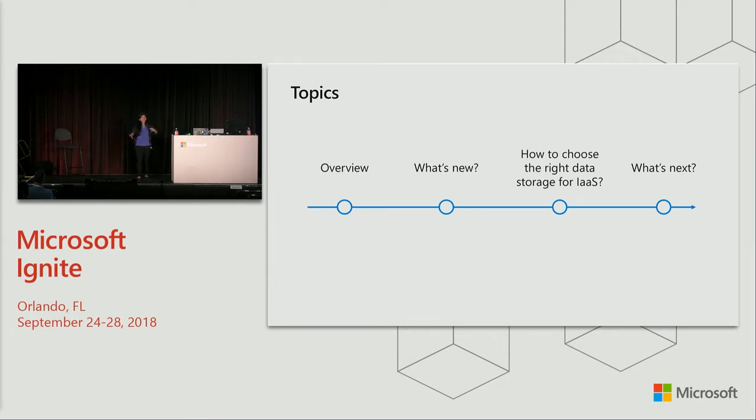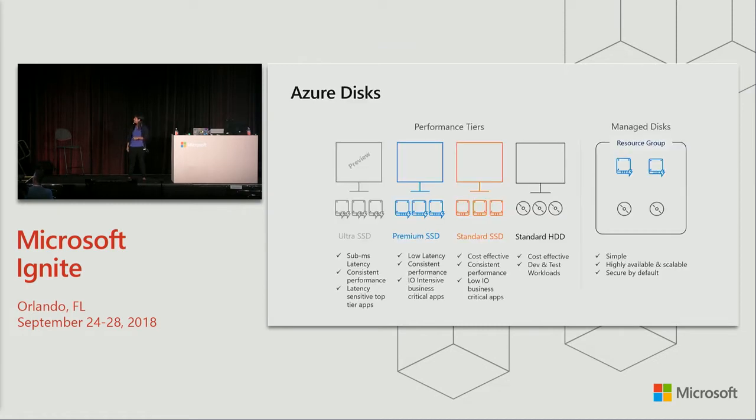Now, this is sort of the overview of the session today. We're going to give you a bit of an overview on Disks itself, take you through what's new and what's come up in the last month or so, and then take you through how to choose the right disk for your workload, as well as take you through everything that's coming up that's new on the roadmap. Now, Azure Disks are the persistent, performant block storage that sits behind and powers the Azure IaaS VMs.